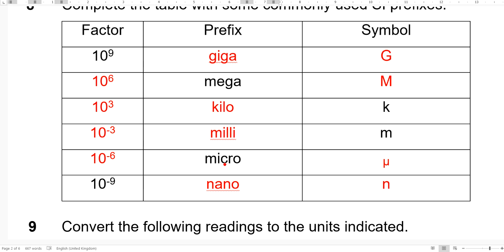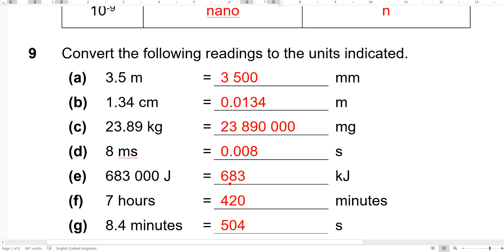I don't know whether it's Greek or not. It's probably Greek. 10? Okay, moving on. Conversion. Okay, this one, I'll let you check.